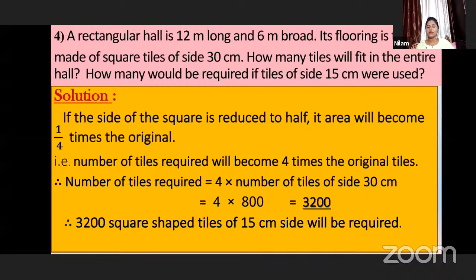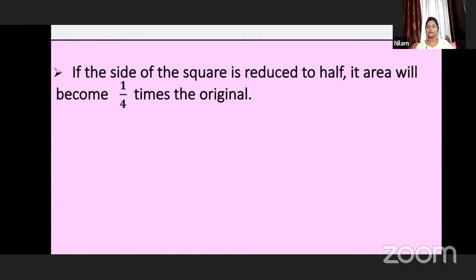I hope everybody is understanding how we are solving the sums step by step. Now children, we will see how the side of the square is reduced to half and how its area becomes 1/4 times the original. This we will see by taking one example. Let us take an example to see how the area becomes 1/4 of the original square. Let's see the example.